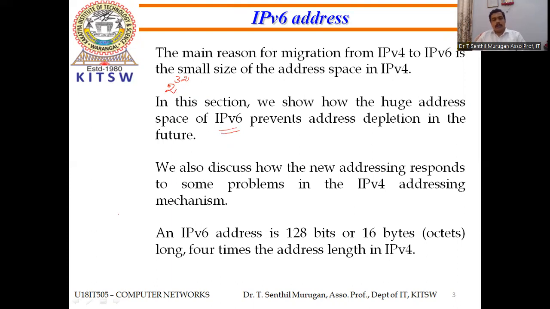The main advantage of IPv6 is it has a 128-bit address. IPv4 is a 32-bit address, so we will get 2 power 32 addresses. In IPv6, we are providing a 128-bit address, which means we will get 2 power 128 addresses. In bytes, IPv4 takes 4 bytes, but IPv6 takes 16 bytes to represent the address.